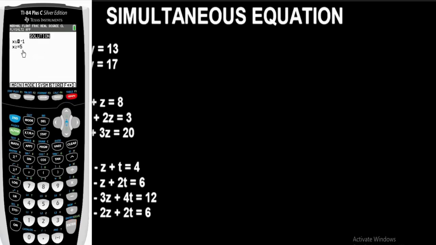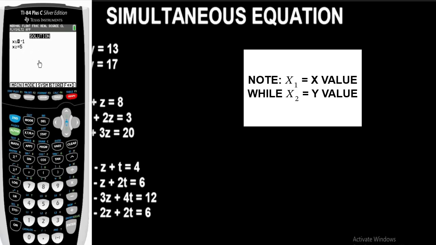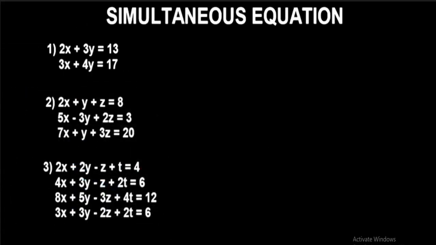You see, our x1 is -1 and our x2 is 5. So it's as easy as this, guys. That's it for this example 1. Right now let's solve example 2 involving 3 variables or 3 unknowns.